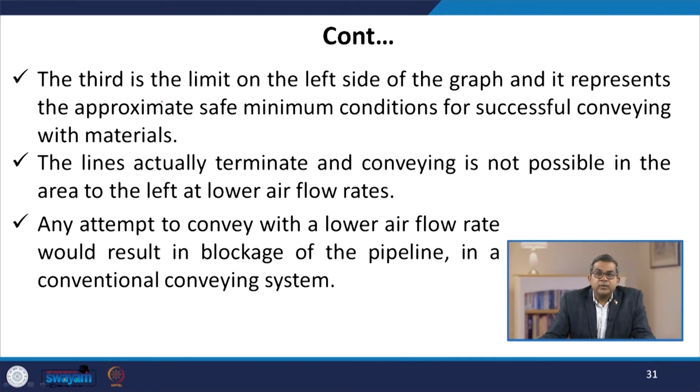The third is the limit on the left side of the graph, and it represents the approximate safe minimum conditions for successful conveying with material. The line actually terminates, and conveying is not possible in the area to the left at the lower air flow rates. Any attempt to convey with a lower air flow rate would result in blockage of the pipeline, and there may be chances that a stagnant zone may form. So, this will be quite evident in the conventional conveying system.